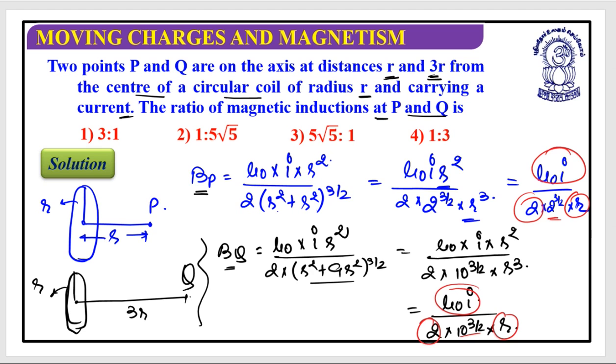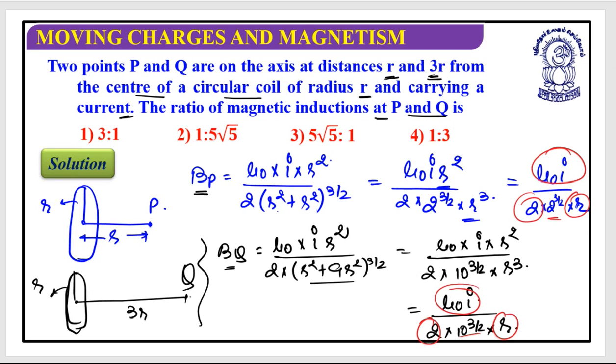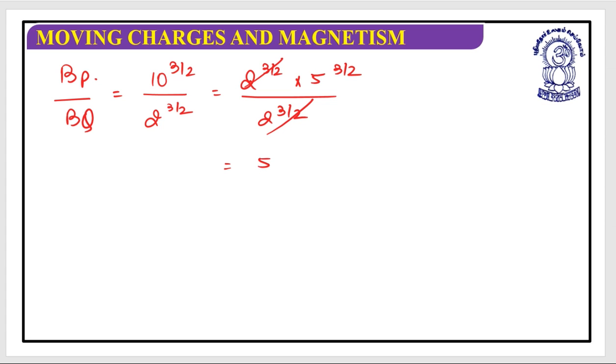Yes, is it clear? So if I write this, the magnetic field at P to the magnetic field at Q equals the magnetic field at P, which is 2 to the power 3 by 2, and this is 10 to the power 3 by 2. So this could be solved as 2 to the power 3 by 2 multiplied by 5 to the power 3 by 2, divided by 2 to the power 3 by 2. This 2 has gone. And 5 to the power 3 by 2 could be written as 5 to the power 1 into 5 to the power half. This is 5 root 5.